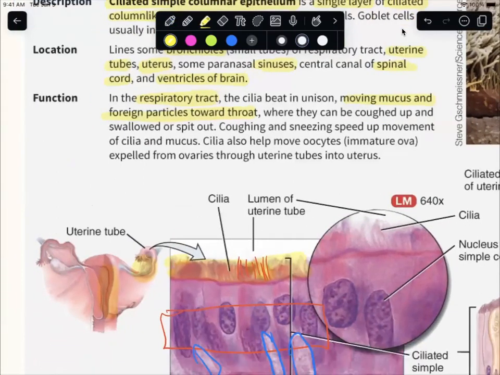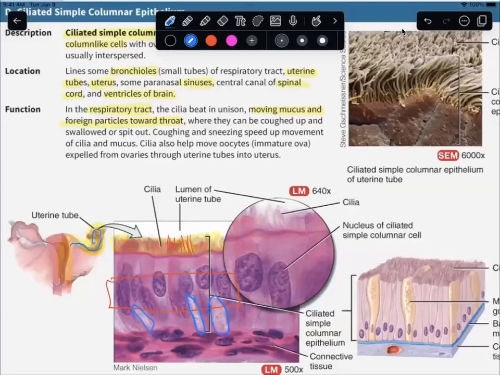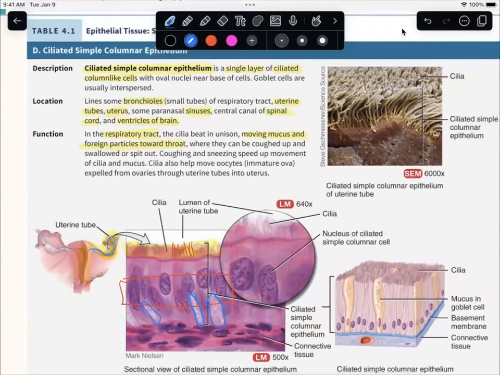In these uterine tubes, after that oocyte or egg gets released by the ovary, it gets taken up into this uterine tube and it needs to travel down to the uterus. So it's taken by this ovary into the uterine tube and down. Well, the cilia are taking that oocyte and pushing it towards that uterus. It is helping to move it along. So we're going to see this type of tissue in areas where we need to move something across the cell's surface.